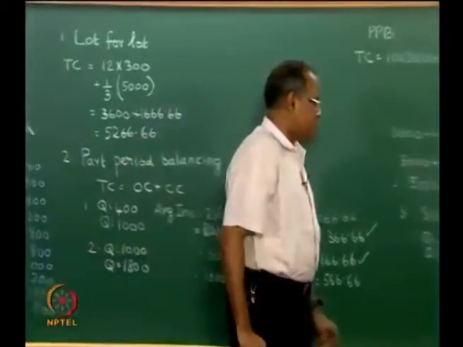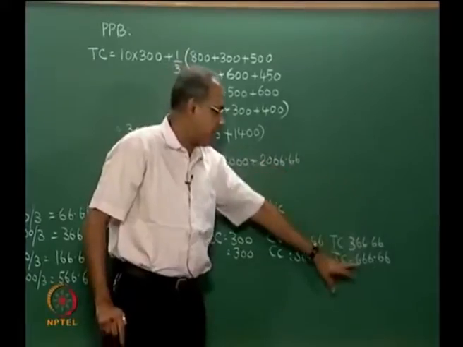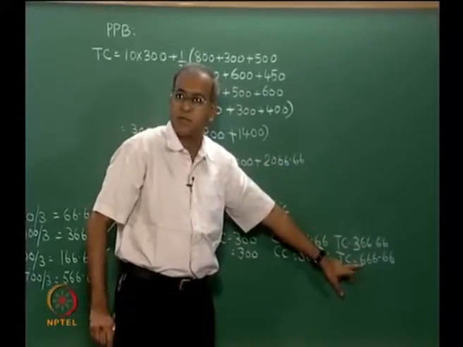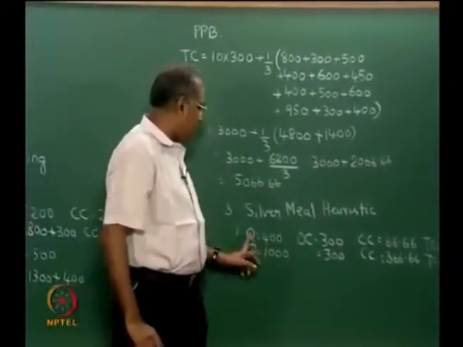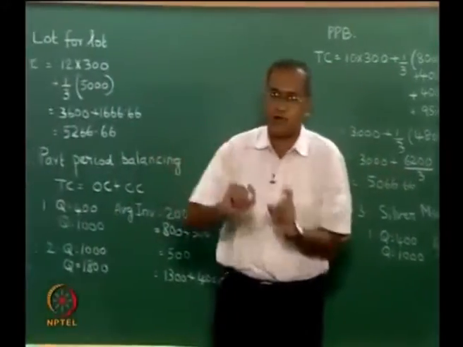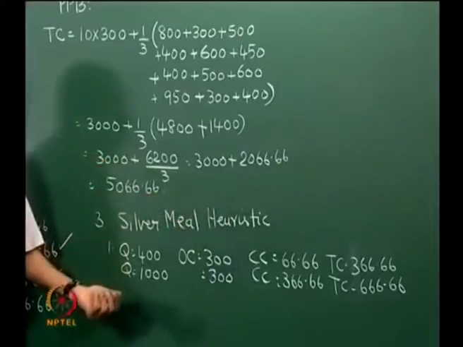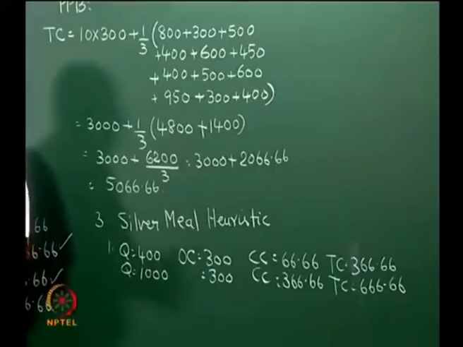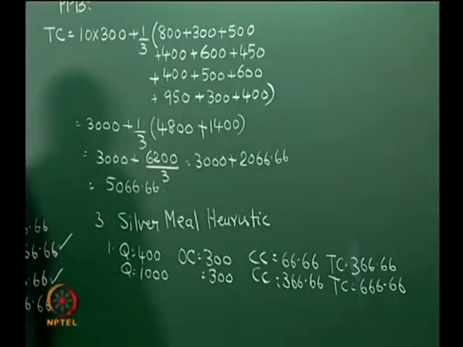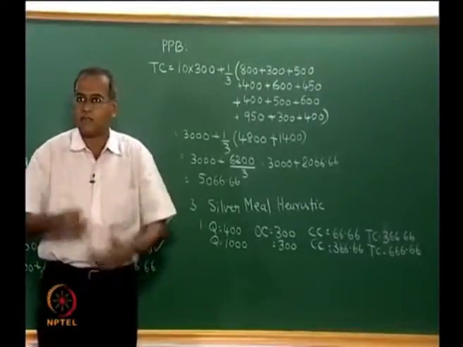Now, it is not fair to compare this 366.66 with 666.66, because 366.66 is the cost for the 400, while 666.66 is the cost for 1000, but essentially it is a cost to meet the demand for 2 periods. So, what we do is we try and compare what is called a per period average cost.